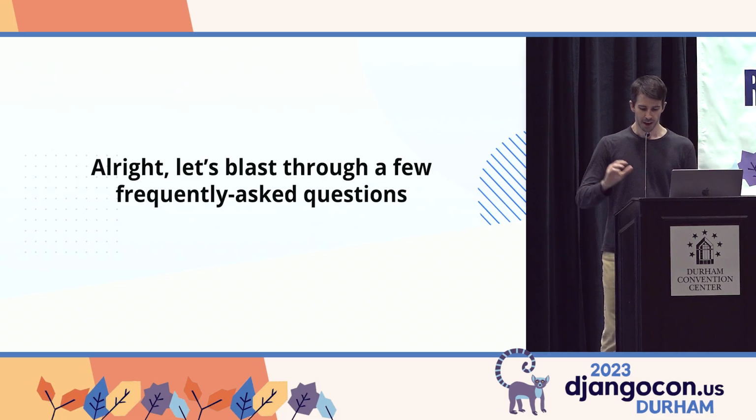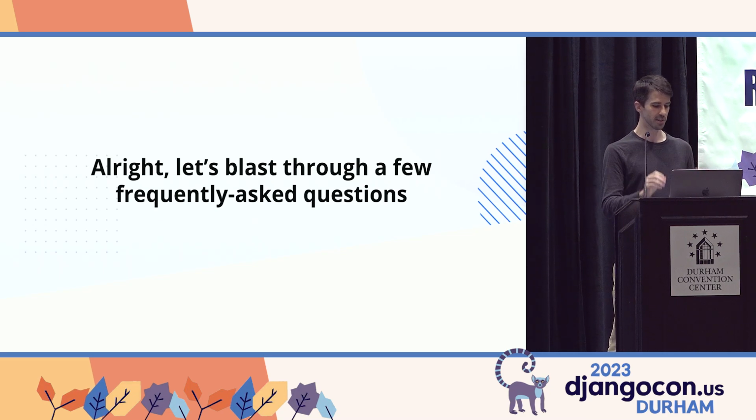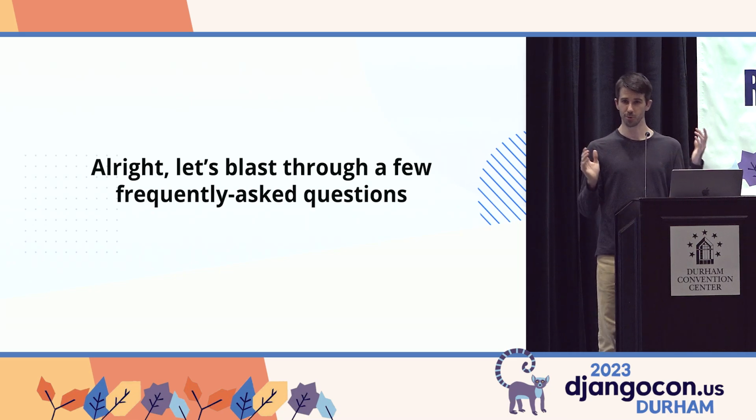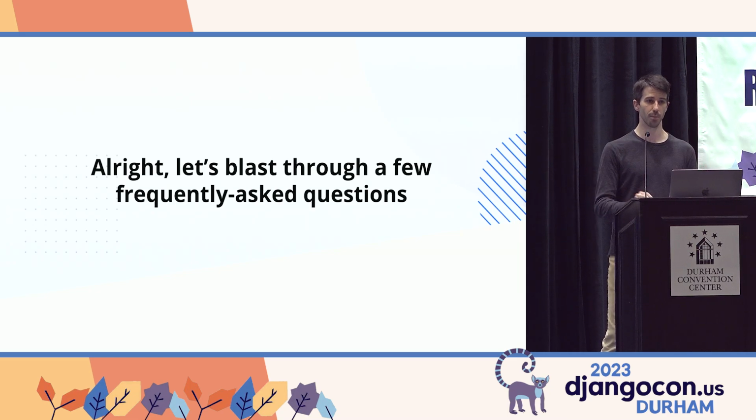So I've talked about the library at a high level. I've talked about how it works by default. There's all sorts of ways you can configure it. I'll put the link to the library at the end though. There are a lot of docs on how you can really customize how it works, but I am going to blast through just a couple frequently asked questions that typically come up when I tell people about PG History.